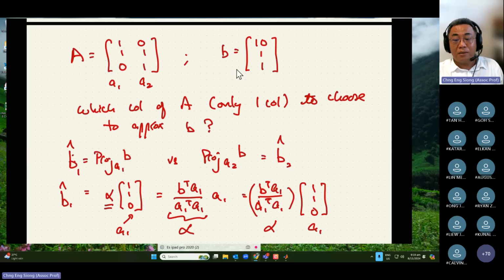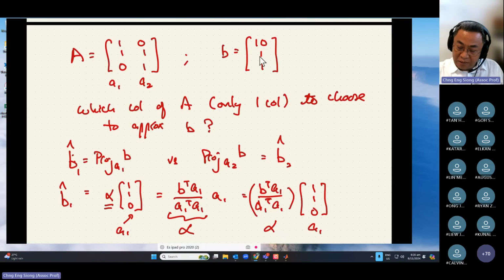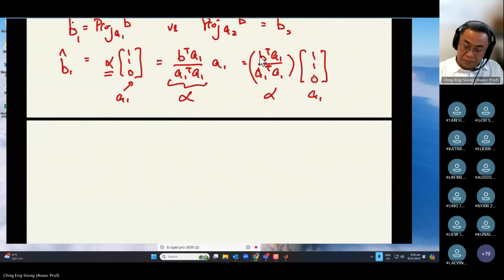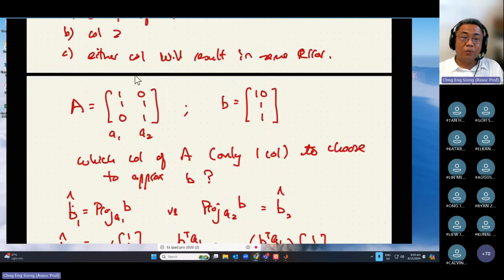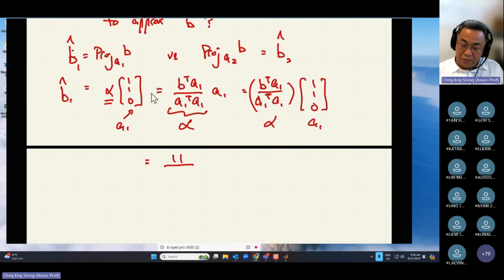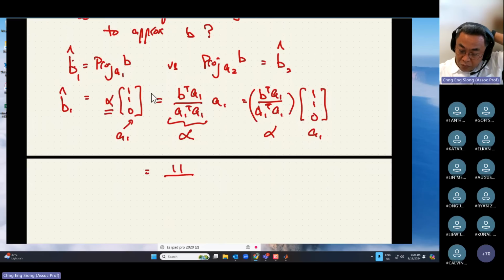So 1, 1, 0 times 10, 1, 0, right? Which is what? 11, right? 1 times 10 is 10 plus 1 is 11. So the top is 11. A1 transpose A1? 1, 1, 1, 1. So what's the value? No, it is 2. 2, right?